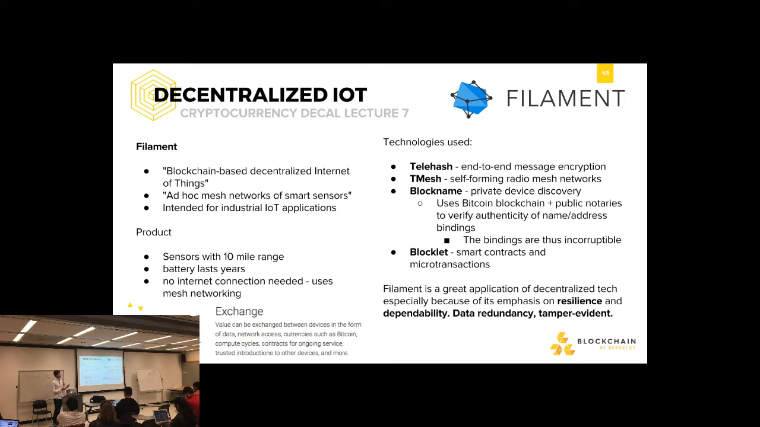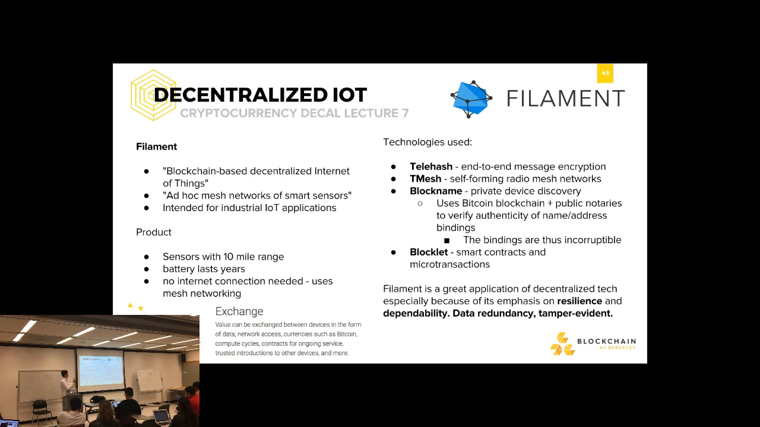There's also some explorations in this idea of decentralized IoT. There's a company called Filament, which is building the blockchain-based decentralized Internet of Things, ad hoc mesh networks of smart sensors, lots of buzzwords. But basically, they're building these sensors that have a 10-mile range with a battery life that lasts for years, and don't even require an internet connection because they just use mesh networking. So they want to deploy this in agricultural fields, where they want something really strong and robust.